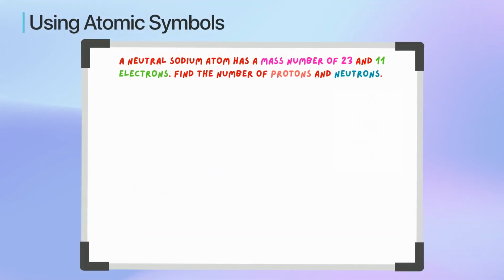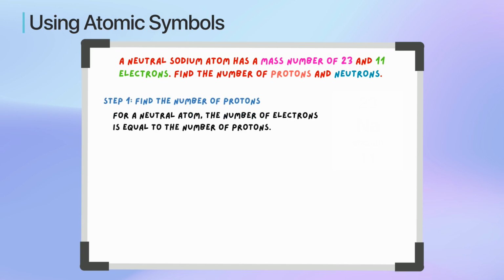Time for one last problem. A neutral sodium atom has a mass number of 23 and 11 electrons. Find the number of protons and neutrons. We start by finding the number of protons. For a neutral atom, the number of electrons is equal to the number of protons. Therefore, the number of protons is 11.